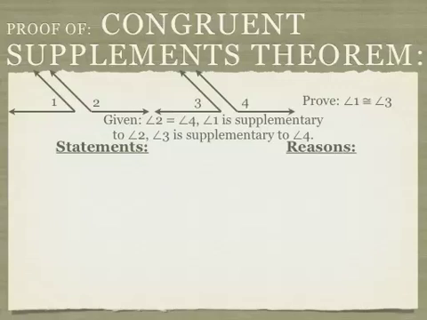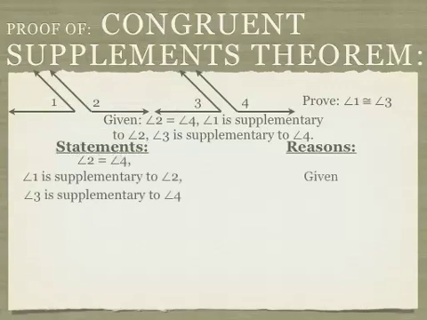Remember, I'm always going to start with what I'm given, so go ahead and rewrite these givens and put the reason as given. Now, if you look at what we're given and look at the pictures up above, angle 2 and angle 4 are going to be equal angles. Angle 1 is supplementary to angle 2, and angle 3 is supplementary to angle 4. If we were not trying to prove the congruent supplements theorem, I could actually use it right now and say that angle 1 is congruent to angle 3. But since we are trying to prove it, I cannot use it.